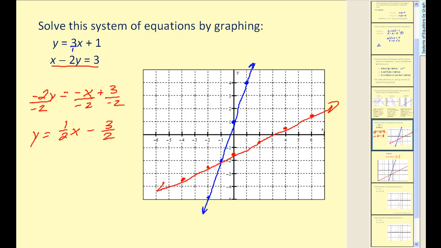We can see that there is a point of intersection, therefore we do have one solution. The coordinates of that point represent our solution of -1, -2. So x is -1 and y is -2. Now you can see right away one of the disadvantages of graphing to find a solution is you have to be extremely accurate, and sometimes that's very difficult, especially if the x and the y coordinates are not integers.